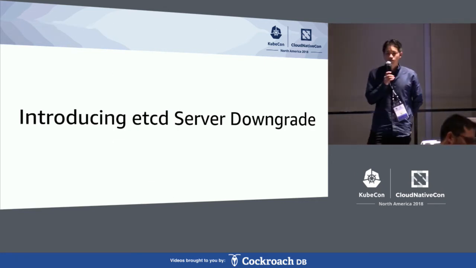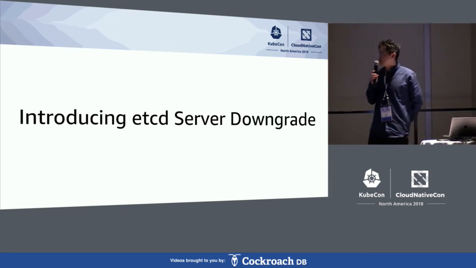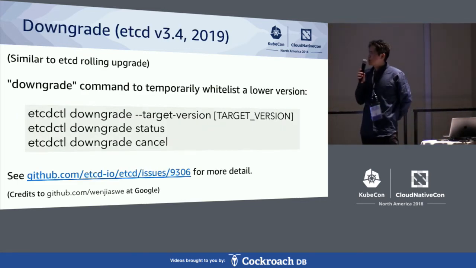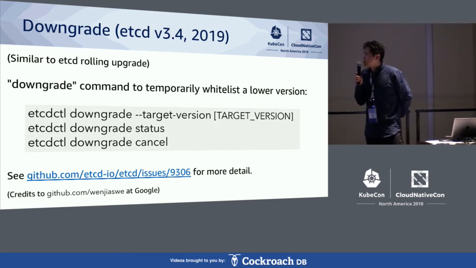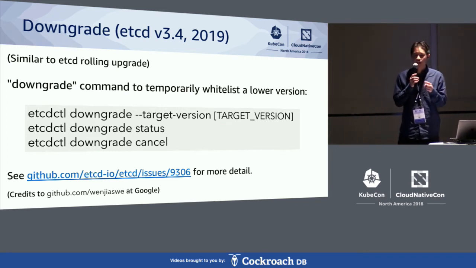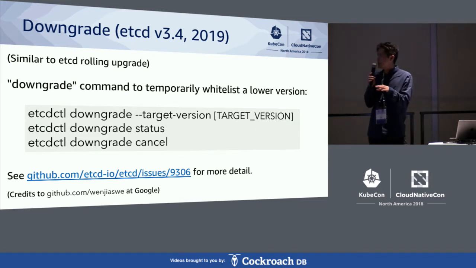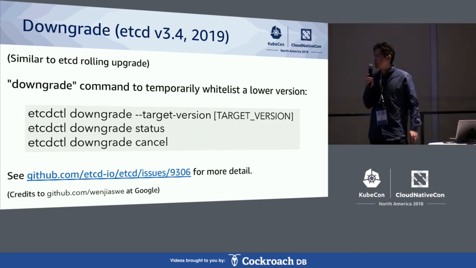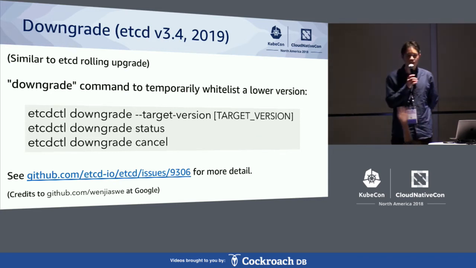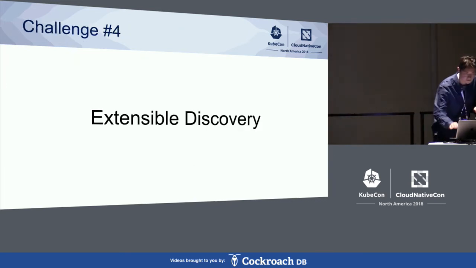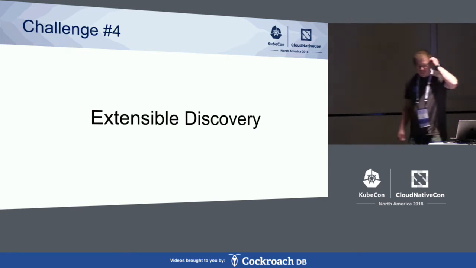So when you upgrade etcd, there are still a lot of things that can go wrong. So we want to do better. So we are introducing the downgrade feature. When you run the etcdctl downgrade command, we can temporarily whitelist this lower version value as a target version, and then we're going to provide an API that you can check the progress of the downgrade, and we will also provide a command that you can use to cancel the downgrade. Wenjia from Google is working on this, and we're going to add this feature to etcd 3.4.